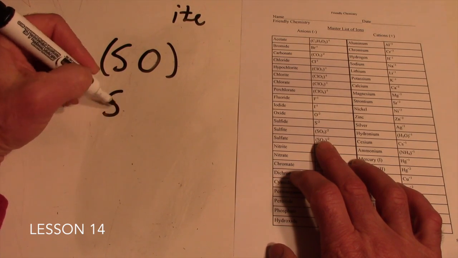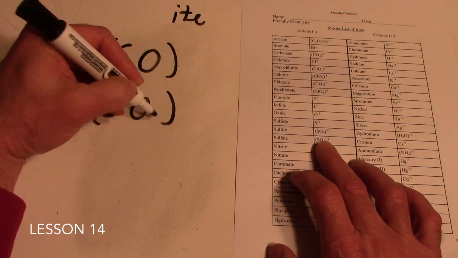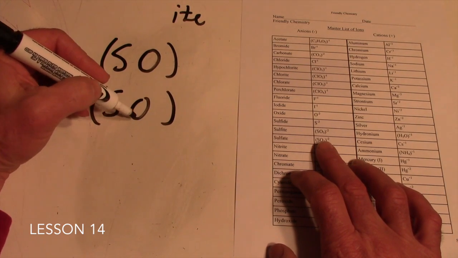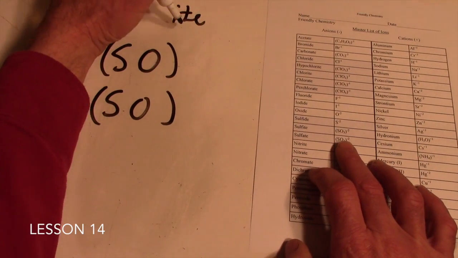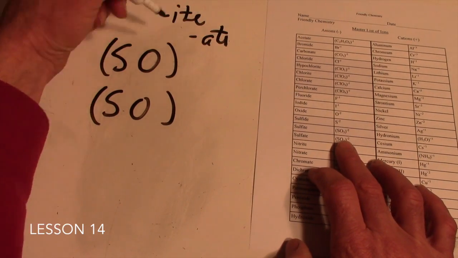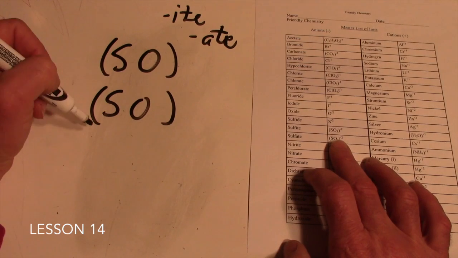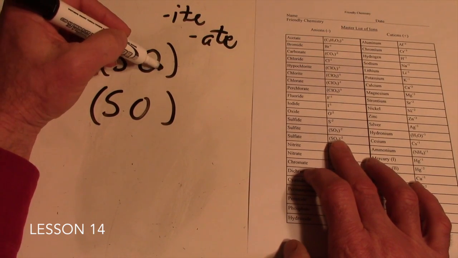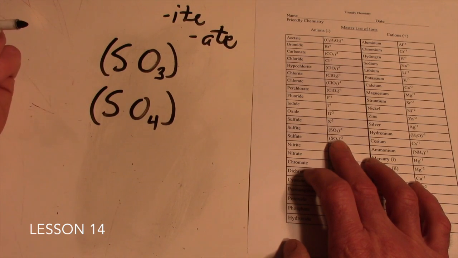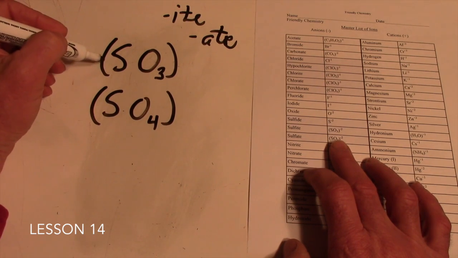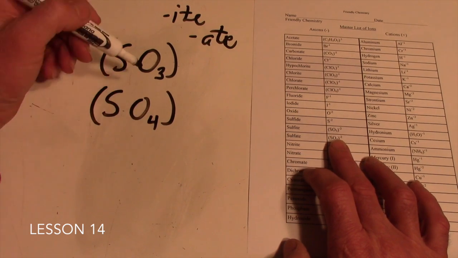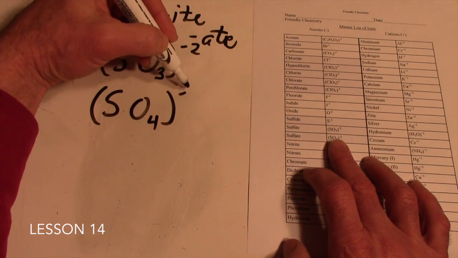And then we have sulfate. Sulf says sulfur. Sulfate now says we've got oxygen. Ite or ate means oxygen. Alright, in the case of sulfite and sulfate, it's going to be a 3 and a 4, like I mentioned just a moment ago. Sulfite is SO3, sulfate is SO4, and in this case they both have -2 charges.